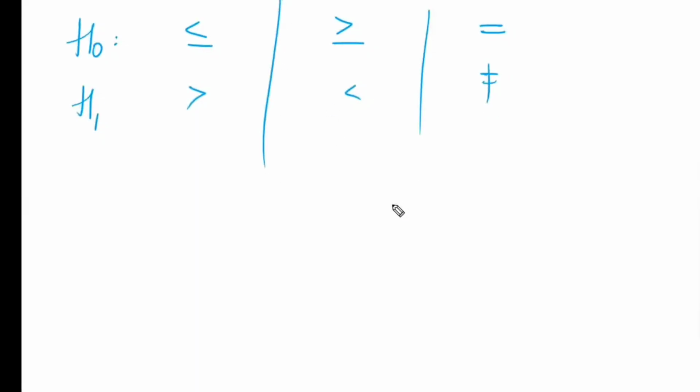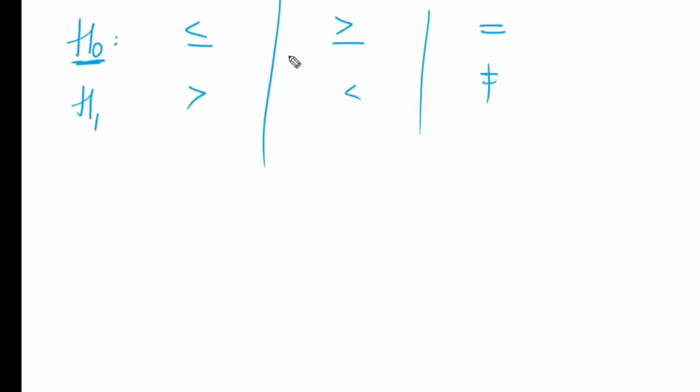Always the equal to symbol will go with the null hypothesis. Never will it come with the alternate; always the equal to symbol goes with the null. Null means no difference. The word null clearly says that: null means no, and the hypothesis means there is no difference. So the equal to always goes with the null.